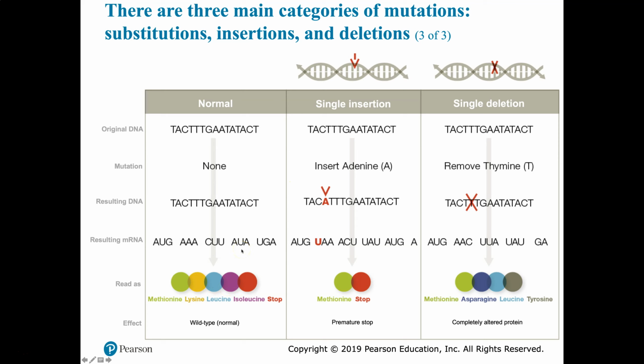Anytime you have an addition or deletion mutation, it is considered a frame shift. It shifts the way you read the sequence. We call it a frame shift mutation. It affects the way you read the sequence. The amino acid sequence is different.